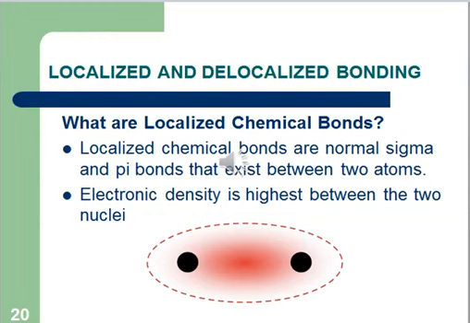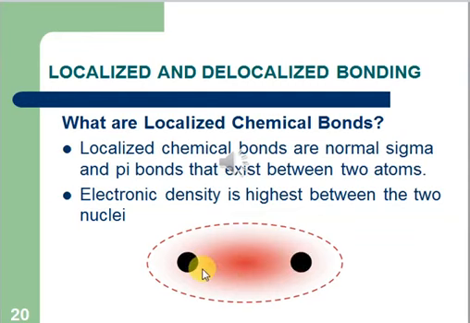Just see that here we have two atoms, and this pink color indicates the electronic density. This electronic density is fixed between these two atoms. It's not shared by any third atom. So if the electronic density remains fixed between two atoms, such bonding is known as localized chemical bonding. It's not necessary that a localized chemical bond will always be a sigma bond. It can also be a pi bond, but the necessary condition is that the electronic density should be fixed between only the two bonded atoms.